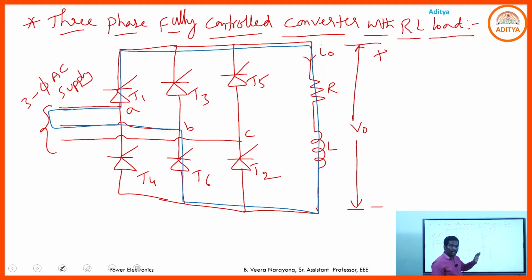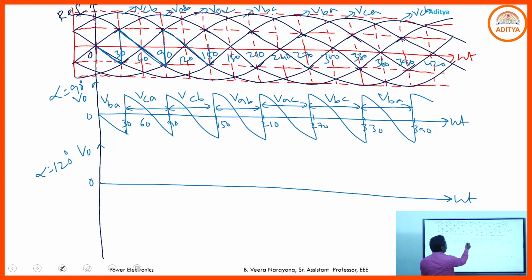Even though the negative voltage is available across the SCRs, due to the energy stored in the inductor, that energy causes the extension of the conducting SCRs up to the next incoming SCRs. See here, from 150 to 180 you have the positive portion in the output voltage waveform. That means some energy is transmitted from source to the load. Due to that, some energy must be stored in the inductor.